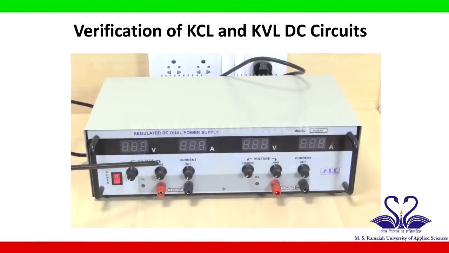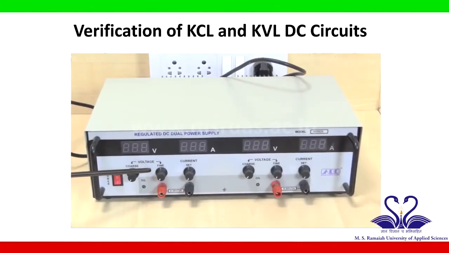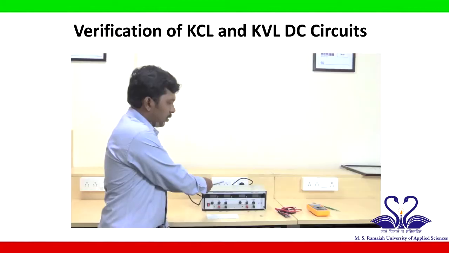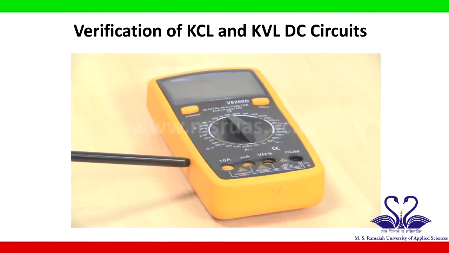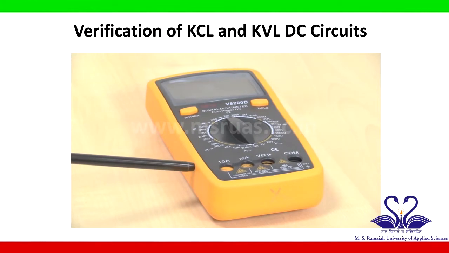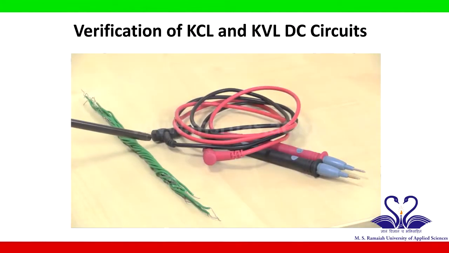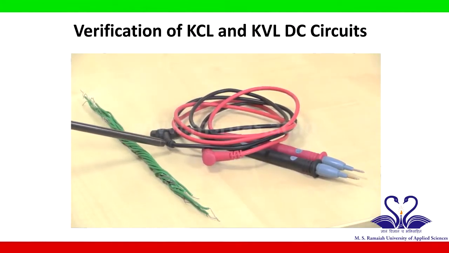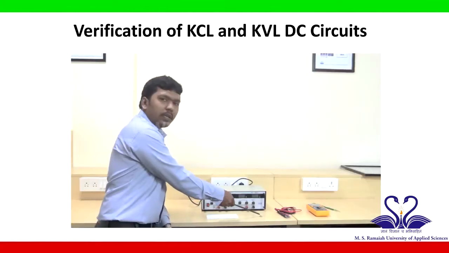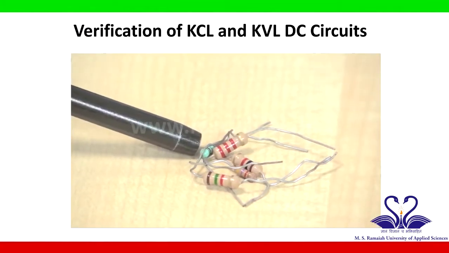Now, to conduct this experiment we require a breadboard to build the given circuit. Next, RPS, this is called a regulated power supply, to give the supply, and next a multimeter to measure the current or voltage, and these are the probes to connect the multimeter, and these are the resistors to build the given circuit.